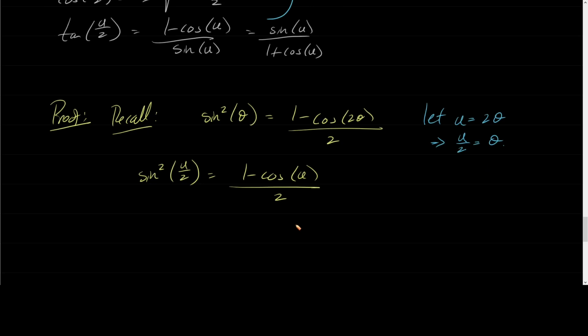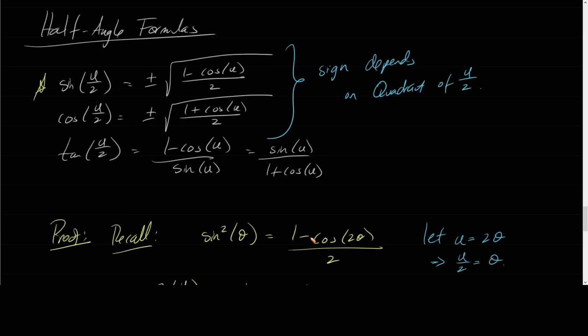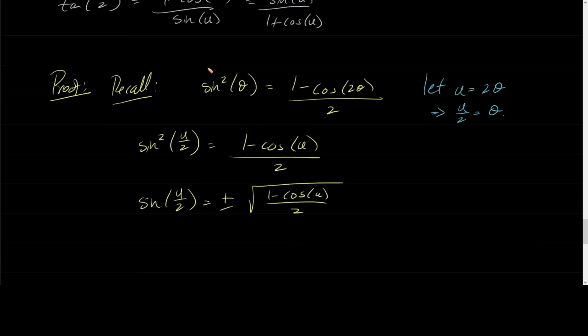At that point, taking the square root of both sides here, I end up with sine of u over 2 is equal to plus or minus the square root of 1 minus cosine of u, all of that over 2, as stated right there. All right, that's what we got. Now for tangent, it's pretty simple.